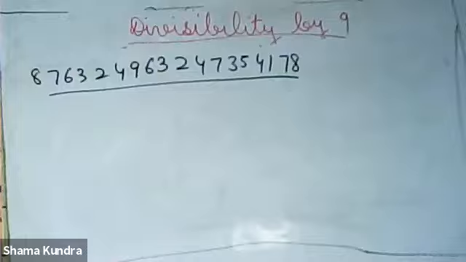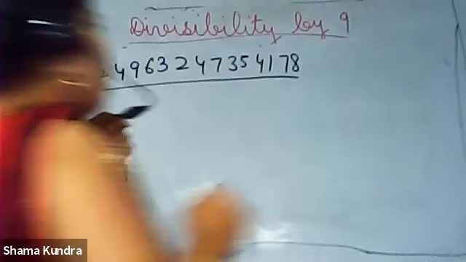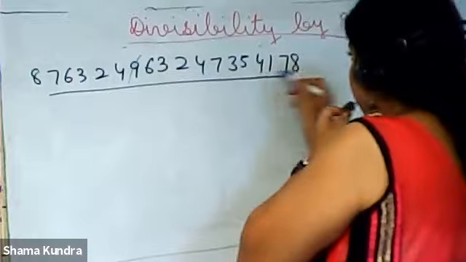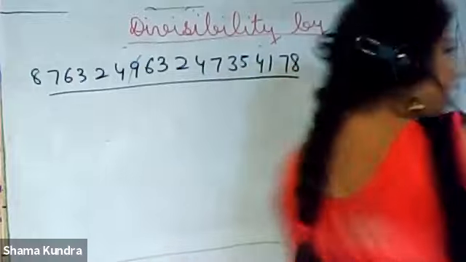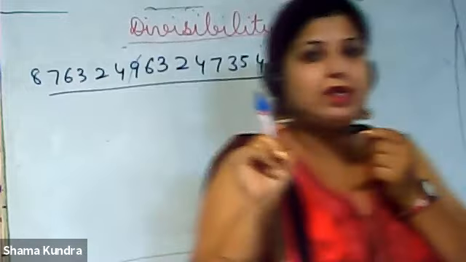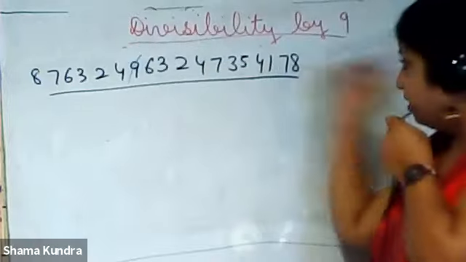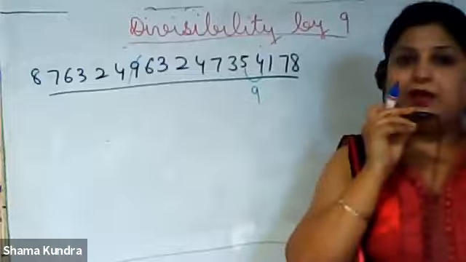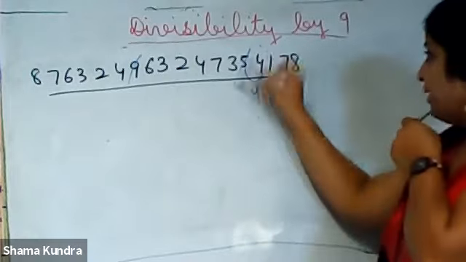First of all, cut 9, then cut sums equal to 9 or a multiple of 9. Now try to make sums equal to 9 or a multiple of 9. Here 4 plus 5, it will be 9. So I will cut 4 and 5.